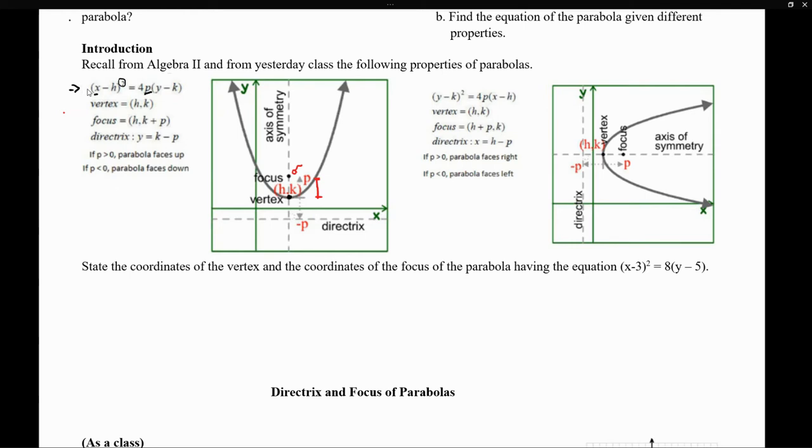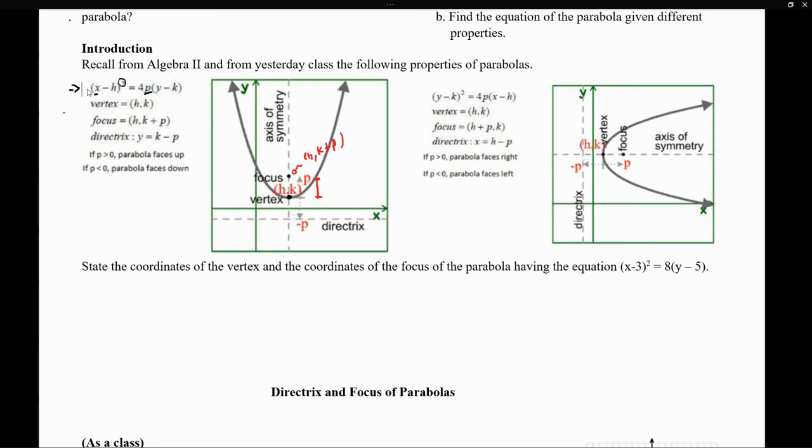So we can define the focus this way: h doesn't change because we're not moving it either left or right, but we're moving it in a vertical manner, so it's going to be k plus this distance that we define as p. K plus p. This is how we can define the location of the focus if we know the value of our vertex and the actual value of the focal distance.